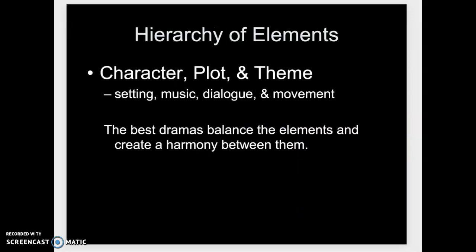If we start to think about the hierarchy of the elements, right, the most important ones are character, plot, and theme, right? The minor ones are setting, music, dialogue, and movement. Every play will have character, plot, theme, setting, dialogue, and movement. Not every play will have music, right? The best dramas balance these elements and create harmony between them to give us a well-balanced theatrical drama.